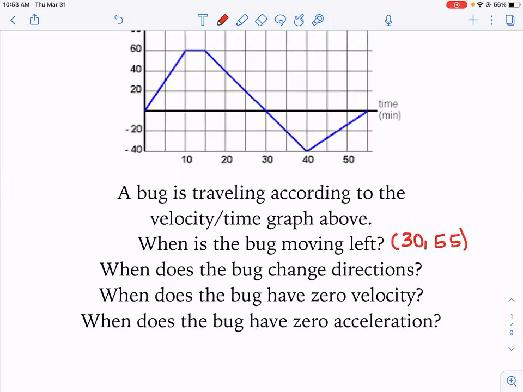Okay. When does the bug change directions, Henry? Austin, how do we know that's where the bug changes directions? Because our velocity changes from positive to negative. You said also if the velocity changes from negative to positive, that would also indicate. All right, excellent. When does the bug have zero velocity, Kylie?